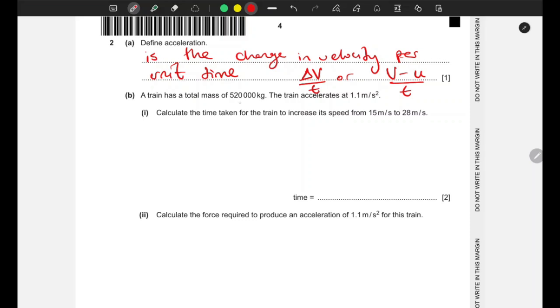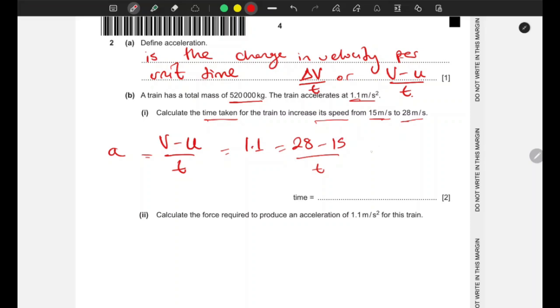A train has a total mass of 520,000 kilograms. The train accelerates at 1.1 meters per second squared. Calculate the time taken for the train to increase its speed from 15 meters per second to 28 meters per second. All right. So they've given us mass and acceleration. Okay, so now we can use this formula for acceleration. Final velocity minus initial over time. That's acceleration. So we have the acceleration, which is 1.1. Final velocity is 28 minus initial velocity, which is 15, over time.